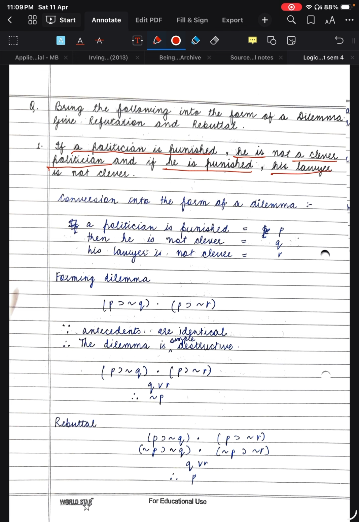So let's see if the proposition is right. Okay, so PQR, this person has written. So one of your assignments. A politician is punished is P. Then नहीं आएगा यहाँ पे. Then लिखा सकते हैं not भी नहीं आएगा. So he is clever is Q. His lawyer is clever is R. Now you'll draw the dilemma.